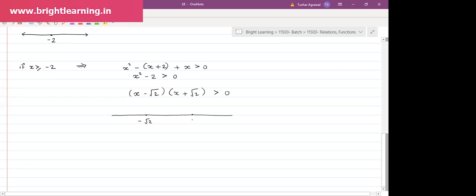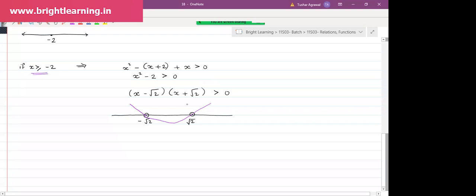One root is negative of root 2, another root is positive root 2, and these points are hollow points since we want strictly greater than 0. And how will the wave go? The wave will go in this format. The wave changes direction at these critical points if the power of that factor is an odd integer. If the exponent had been, let's say, 4, then the wave would not have changed direction at minus root 2. Just a revision. Okay, so this is the first case.